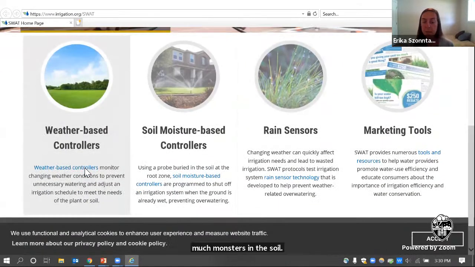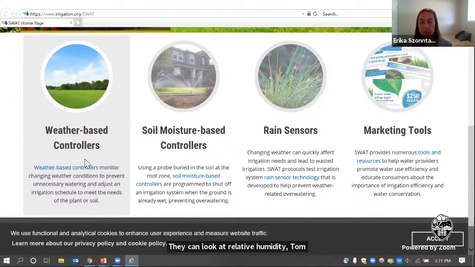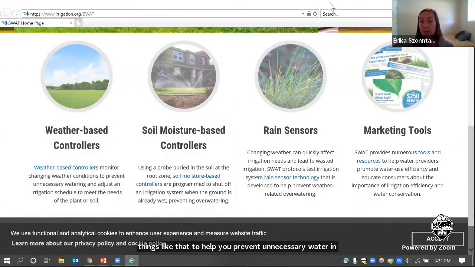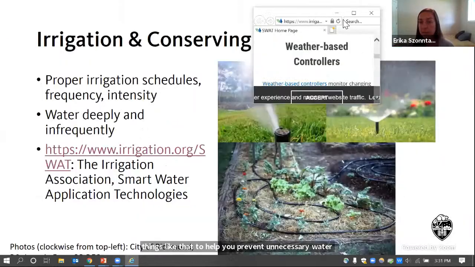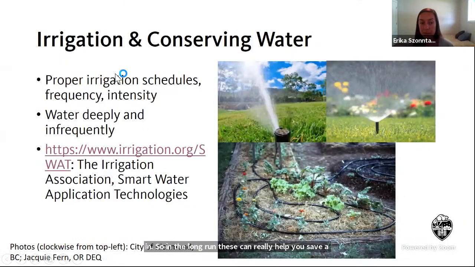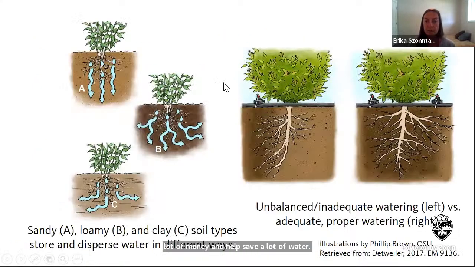They can look at relative humidity, temperature, wind, and things like that to help you prevent unnecessary watering. So in the long run, these can really help you save a lot of money and help save a lot of water. And then another really important rule about watering is to water deeply and infrequently.